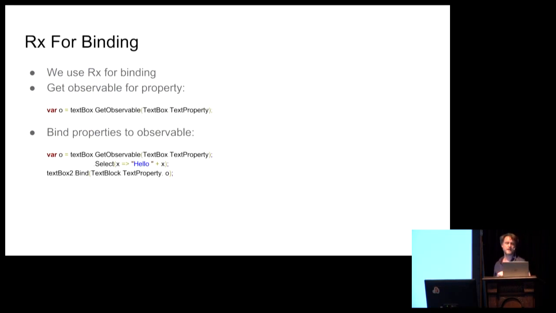We use reactive extensions for binding, so to get an observable for a property, you just do control.GetObservable and the property. You can bind properties to observables, so here in the second example, we get an observable, prepending hello, and binding that back to another control.